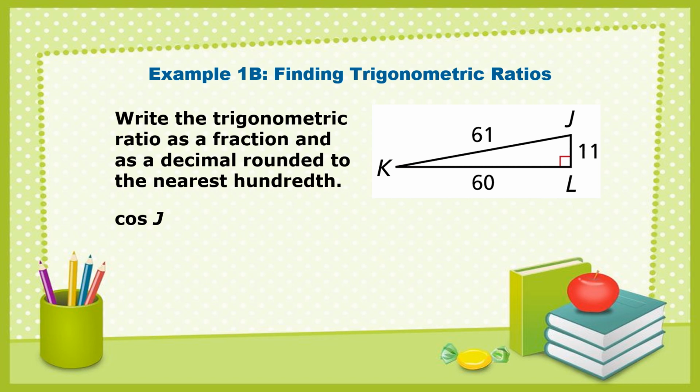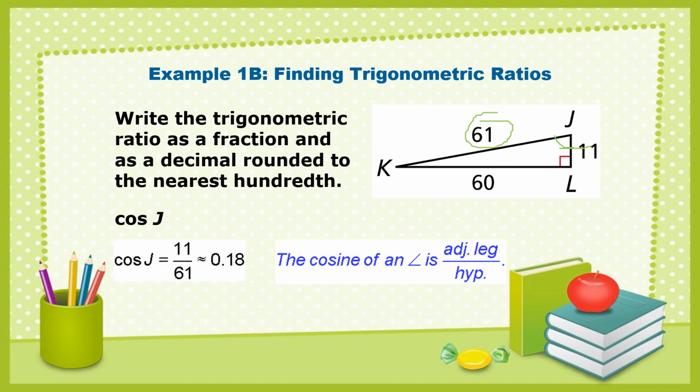Second example, finding the trigonometric ratios, still the same given. So we need to find cosine J. Still J. Cosine is equal to adjacent divided by hypotenuse. So this part is 11, and at the same time, 61. Always remember that the cosine of an angle is adjacent leg divided by hypotenuse. So, cosine J is equal to 11 divided by 61. Using your scientific calculator, 11 divided by 61, that is 0.18.